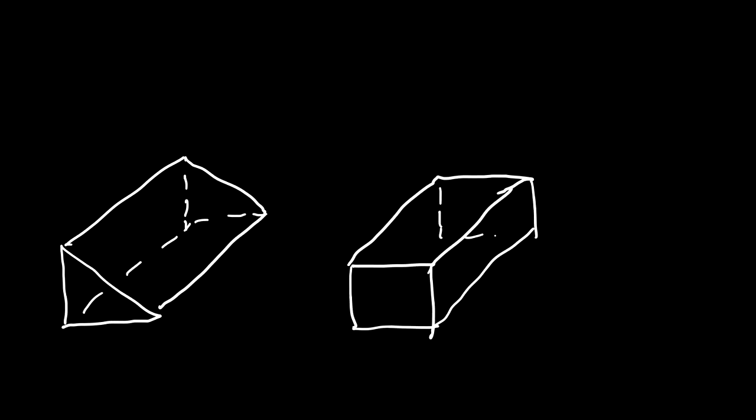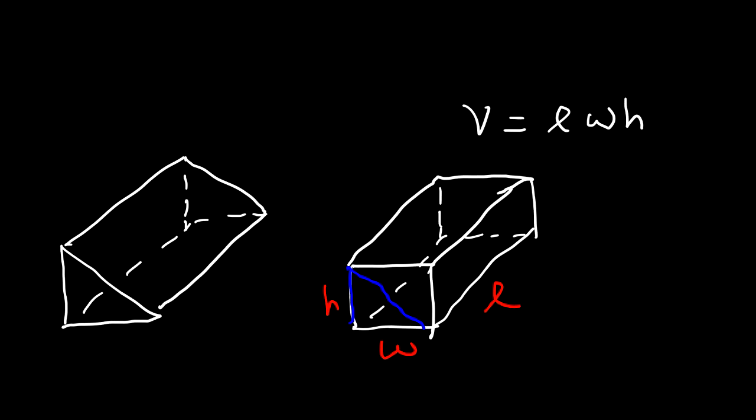Now, if you recall, maybe from a previous video, that the volume of a rectangular prism is the length times the width times the height. Now, look at the triangular prism. Notice that it's half of a rectangular prism. Let me draw it inside the rectangular prism in blue. As you can see, it's about half of the volume of the rectangular prism.